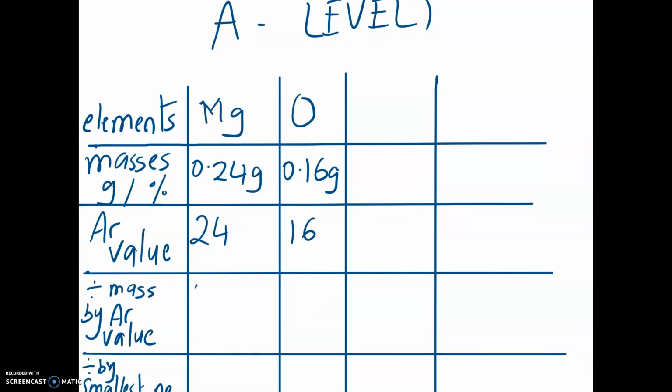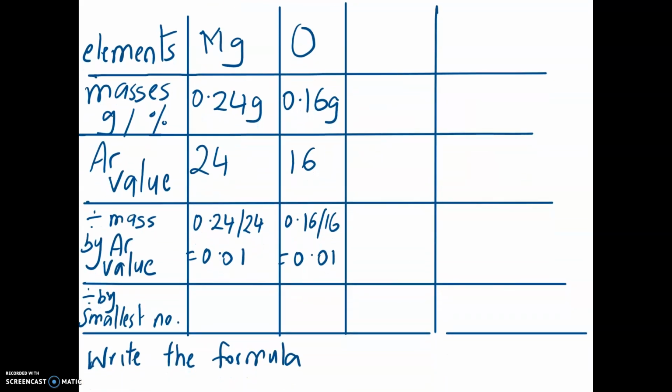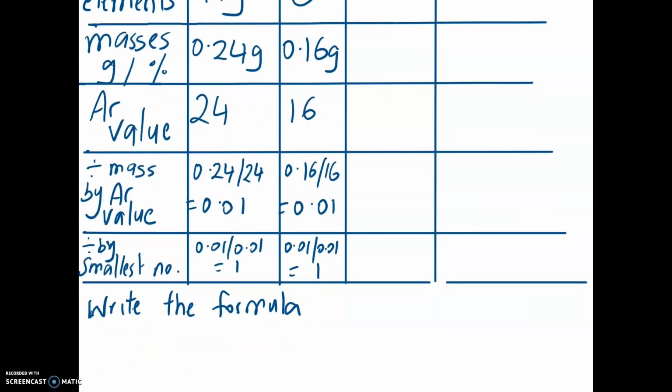If I was to divide these by 24, I get 0.01. And then this side is the same again. So because both sides are 0.01, if you divide it by the same number, you get 1. And same again, 1. That shows that the ratio of magnesium to oxygen is 1:1. So the empirical formula is MgO.